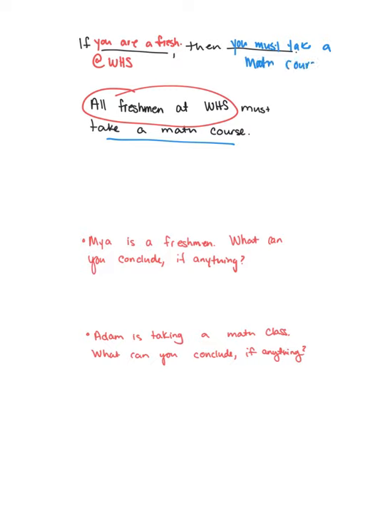And then just like the previous slide, we'll have a couple questions to go with it. Maya is a freshman. What can you conclude, if anything? Well, if I look at this original statement, I am meeting the criteria of my hypothesis, so I know my conclusion, you must take a math course, must be true. So my conclusion would be Maya must take a math course.